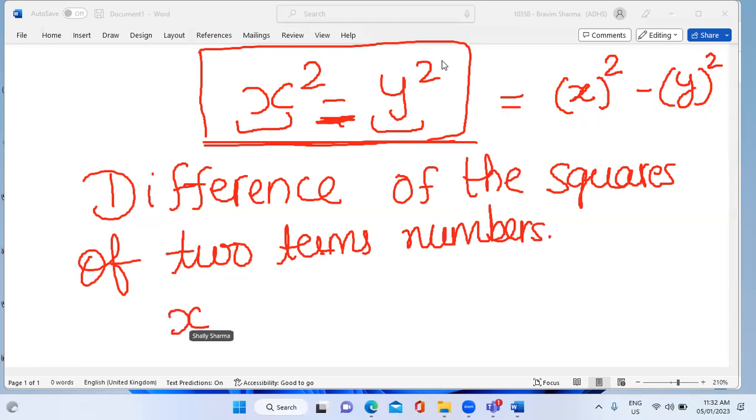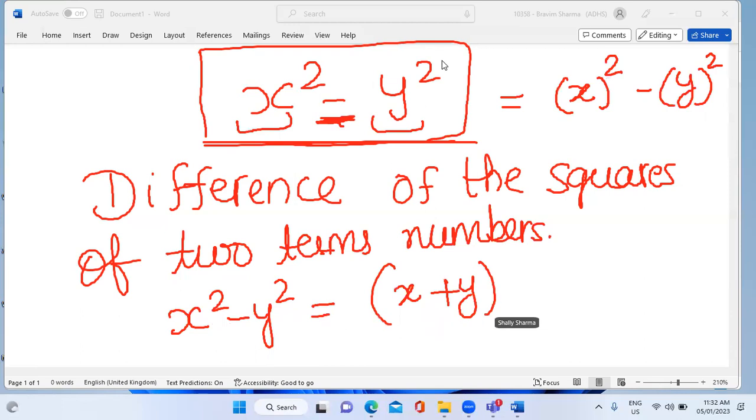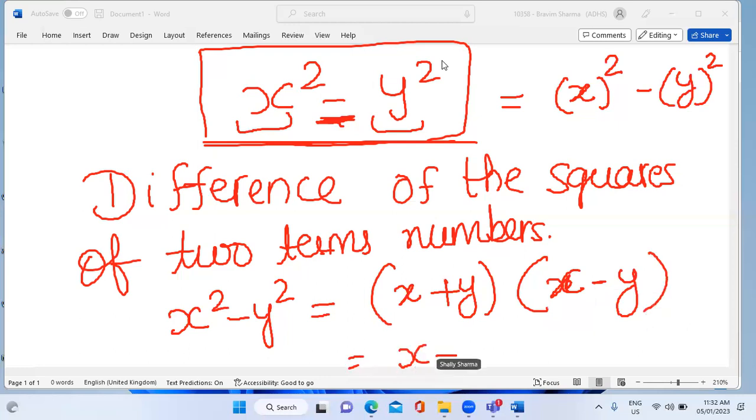We can write down x squared minus y squared as x plus y, that means sum of these two numbers x and y, and subtraction x minus y. You can write x minus y first and then you can write x plus y. Both are one and the same thing. Is it clear? So again, I'm going to repeat it.